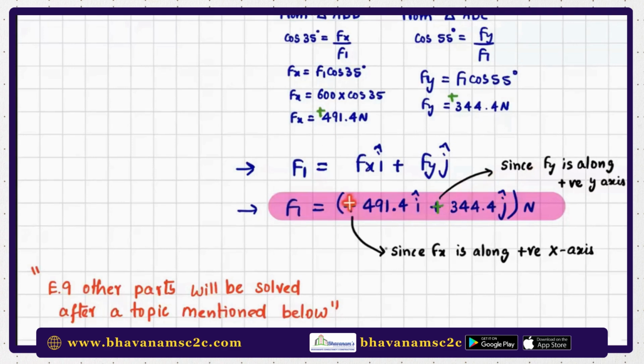This is plus. Why is this plus? Since Fx is along the positive x-axis, and this is plus since Fy is along the positive y-axis. The complete vector is in newtons. So this is how we form a vector form.